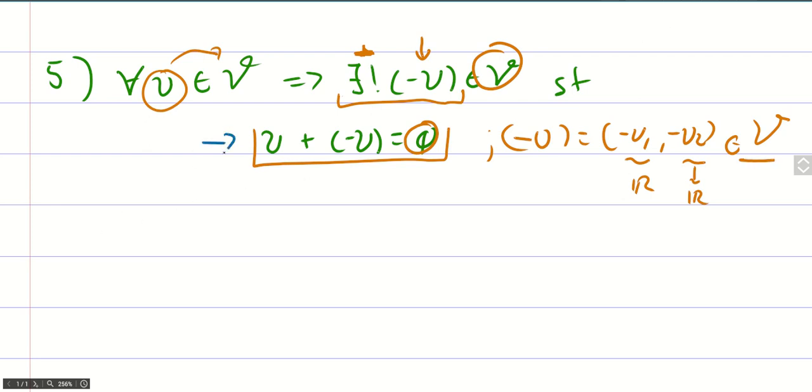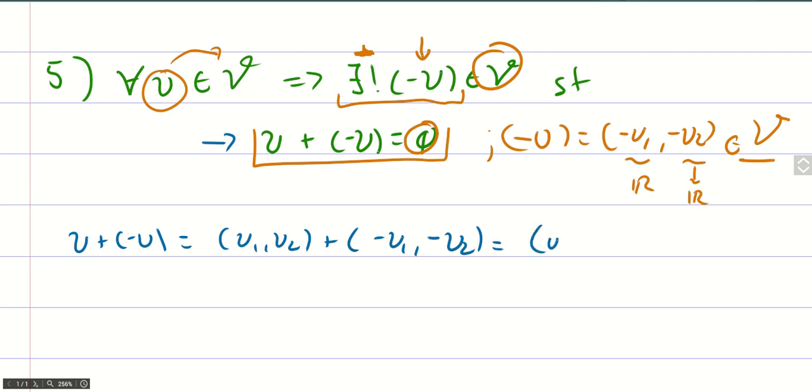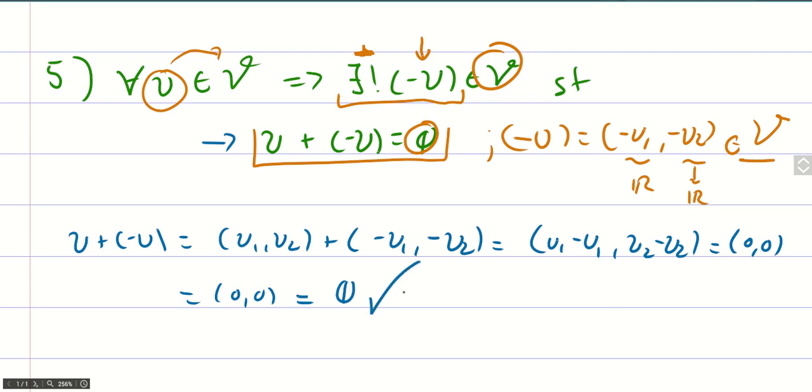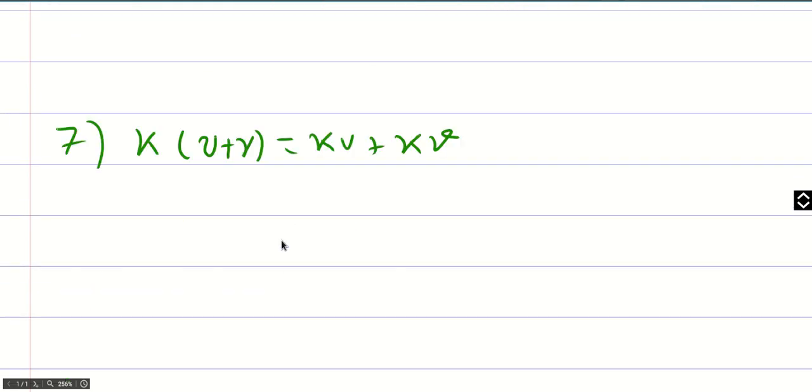Now let's see if it satisfies this property. So u plus minus u is equal to (u1, u2) plus (minus u1, minus u2), and this equals (u1 minus u1, u2 minus u2), which returns (0, 0), and we know that the (0, 0) tuple is the zero vector. So yeah, we satisfy the fifth axiom.